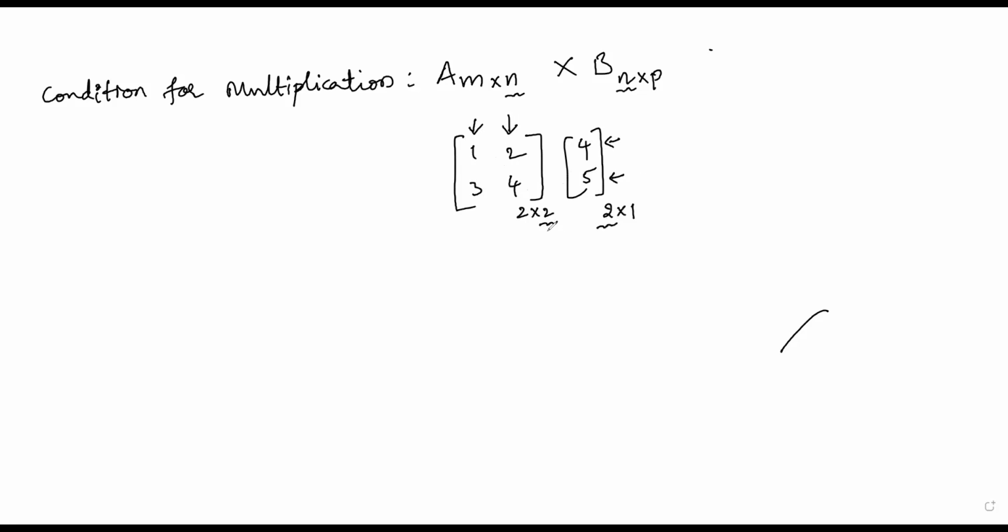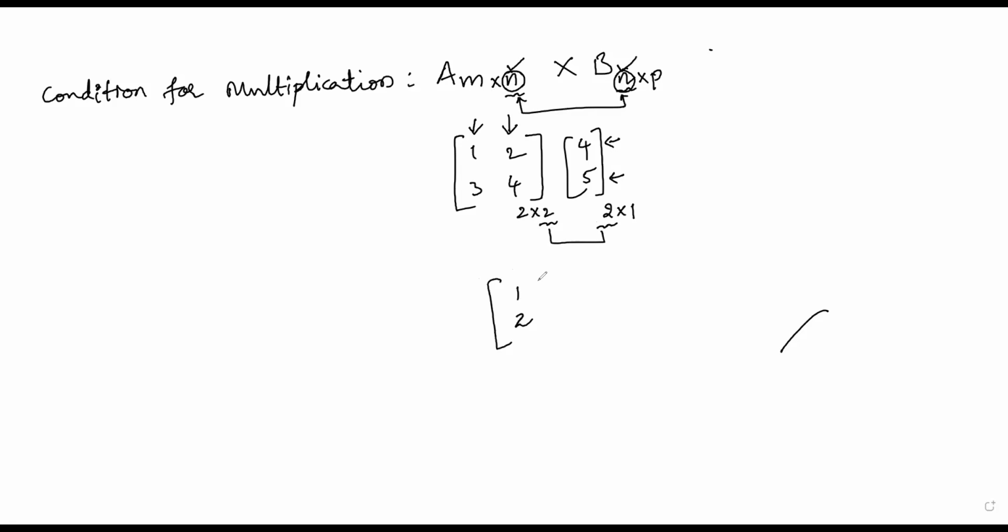So see, this 2 is equal to this 2. So this n must be equal to n. Then what we say is: the number of columns of the first matrix is equal to the number of rows of the second matrix. This is the condition.